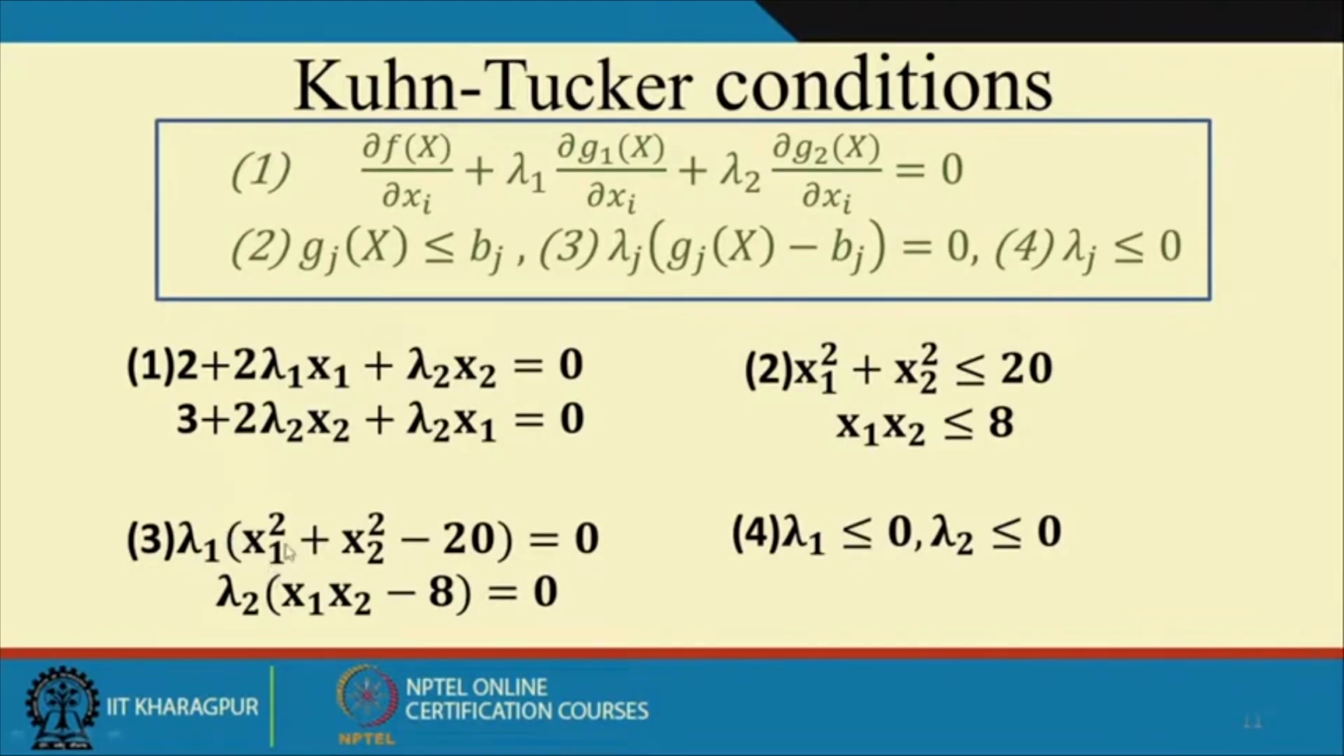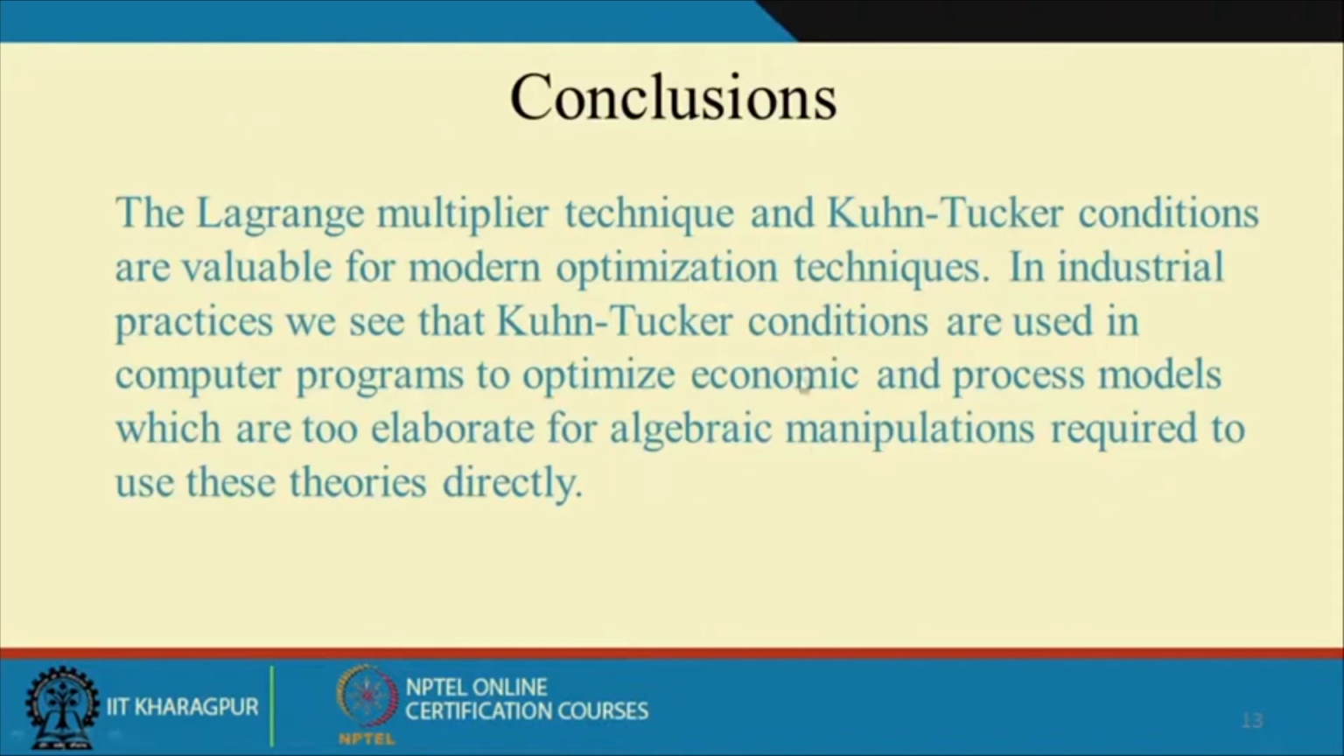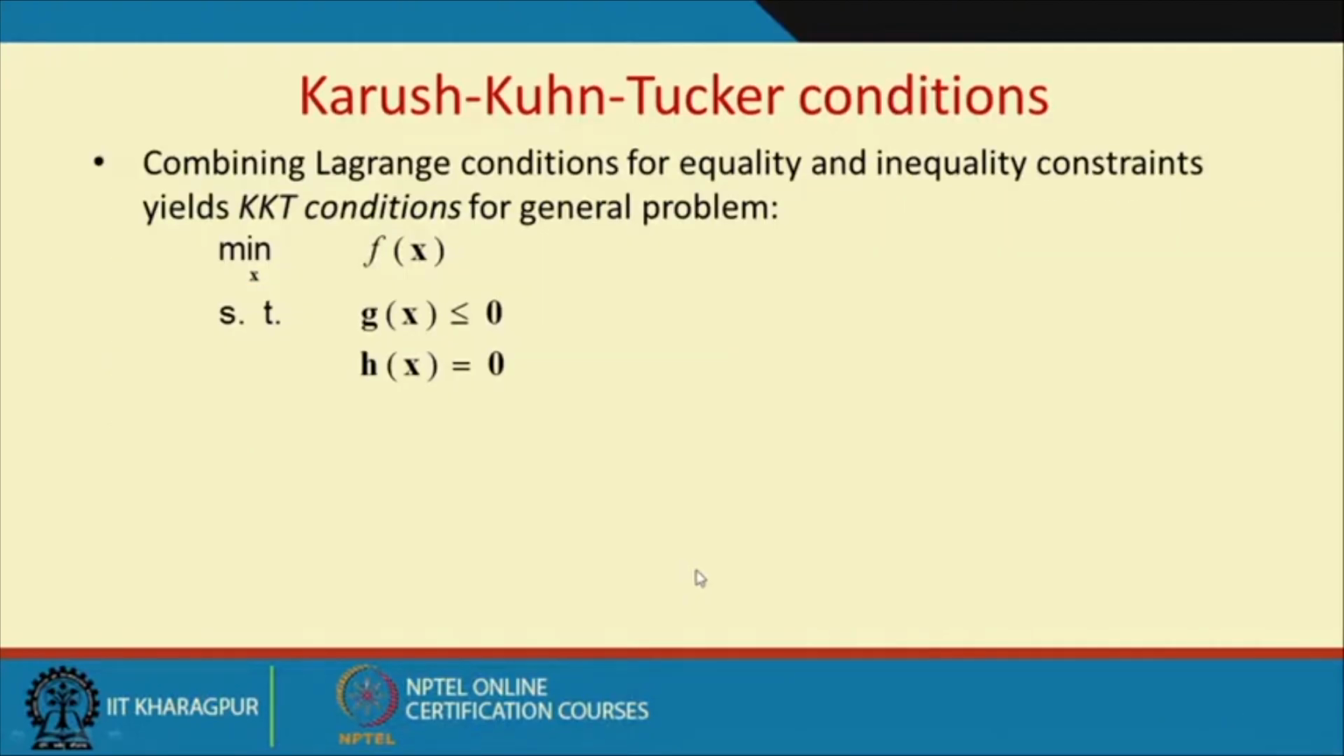Let us see different cases again, whether lambda 1 is 0, lambda 2 is 0, both are 0, both are non-zero. Here also you can get the same set of cases, and through the Kuhn-Tucker condition we will get the solution as 16, and this is also the point 2 and 4 together, alright, just you check it. That is why we can conclude that the Lagrange multiplier technique and the Kuhn-Tucker condition are very important for us, and we apply them to any economic problem or any industrial problem where we are dealing with nonlinear programming with inequality constraints.